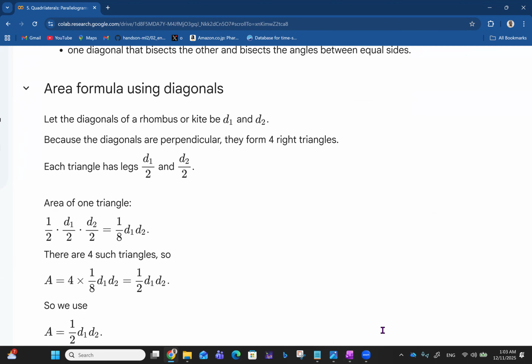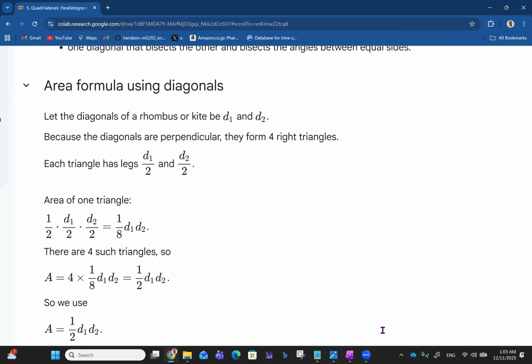Now, how do we find the area of a rhombus or a kite? The approach is the same. Let the diagonals of a rhombus or kite be D1 and D2. Because the diagonals are perpendicular, they form four right triangles. Easy. I'm going to show you that, not to worry.